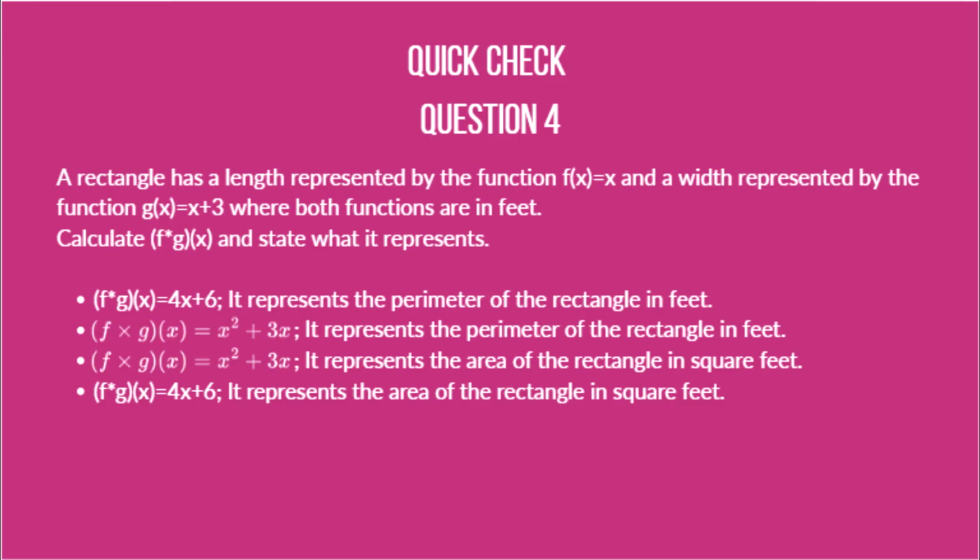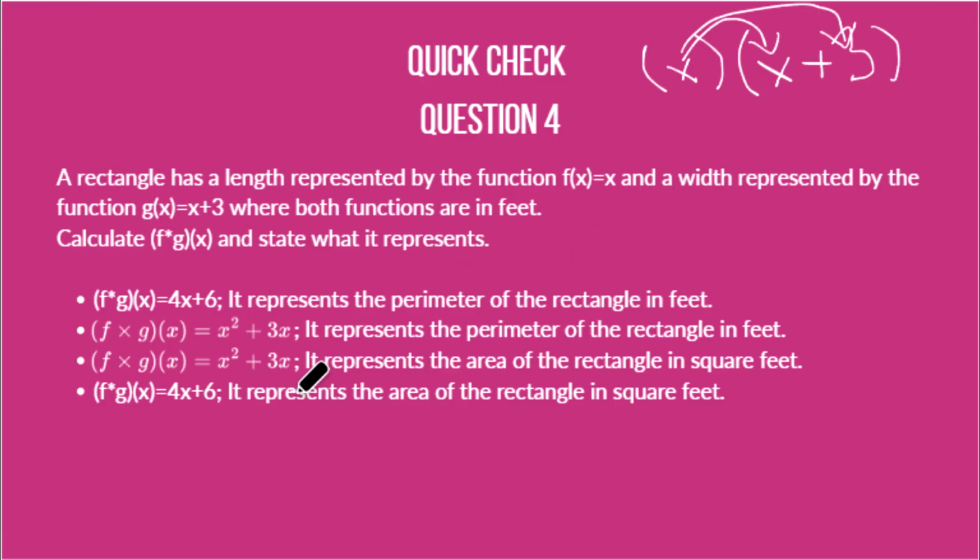A rectangle has a length represented by the function f of x equals x and a width represented by the function g of x is equal to x plus 3, where both functions are in feet. Calculate f times g of x and state what it represents. So what you're going to do is take your first formula, which is just plain old x, that's f of x, and g of x is x plus 3, and you're going to multiply those together. So you're going to distribute this to both terms. You'll do x times x and x times 3, and that's going to give you your new formula.